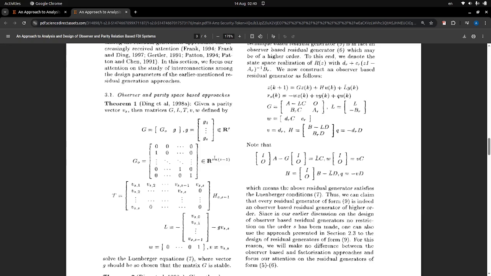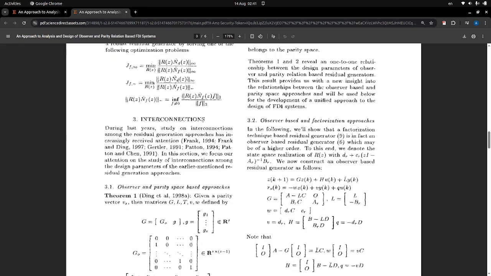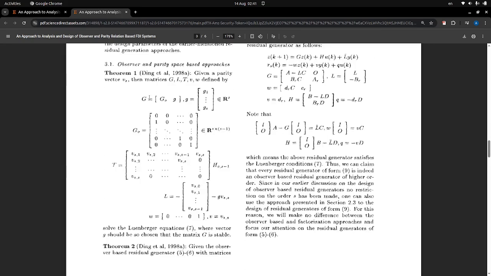If we go down, we will find the relationship between the parity space approach and the reduced order observer through the interconnections subsection. Here in Theorem 1 we can find the G matrix as a combination of two matrices, G_0 and g, whereas G_0 is just a subdiagonal matrix and g is a vector that goes from g_1 to g_s, and g_1 to g_s is a vector that should be chosen by you just to make the matrix G stable.